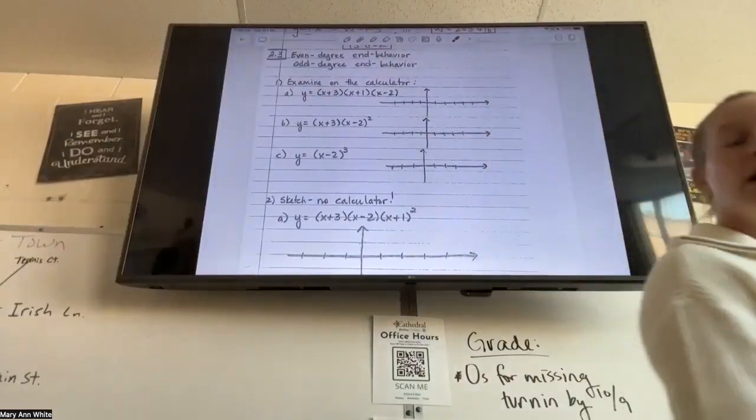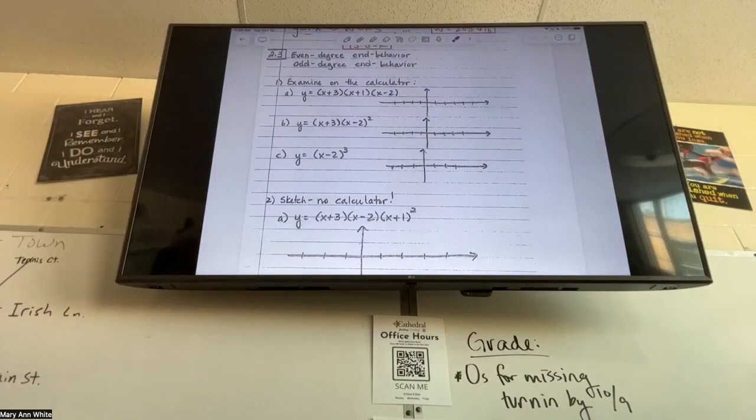So, okay. Again, we're doing 2.3 and we're just starting this section. We're not gonna finish this today. You'll finish it tomorrow. But we're doing some graphing polynomials and I hope this is a review for you. So hopefully this is a nice chill day of just review.